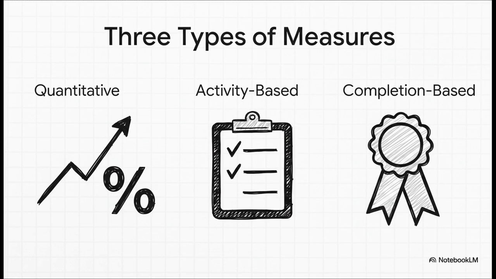Now, the how can show up in a few different ways. It can be a hard number, a quantitative metric, like driving a 2 to 5% improvement. Or it might be activity-based, promising to do at least 1 review per customer. Or it could be as simple as a completion target, like finishing a certification. You either did it or you didn't. The key is that whatever you pick, it has to be specific and totally verifiable.